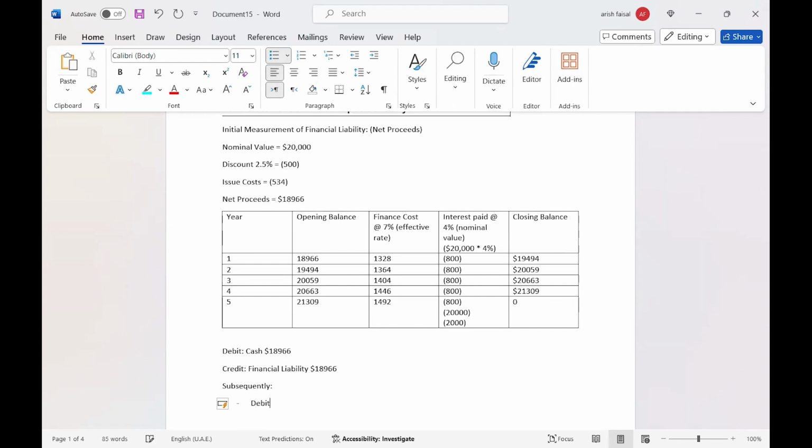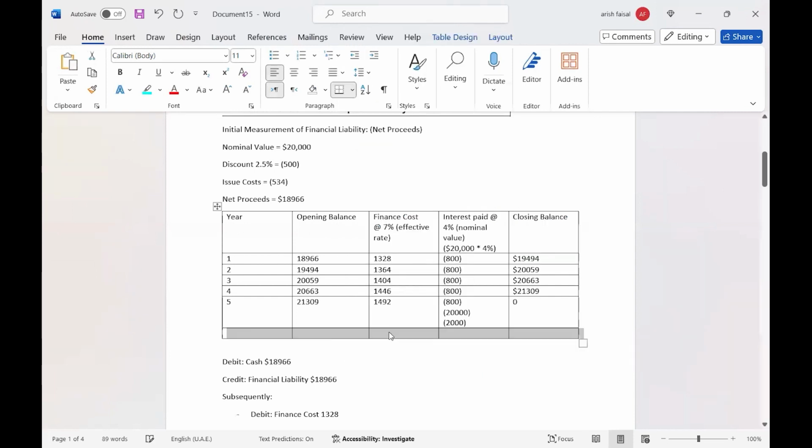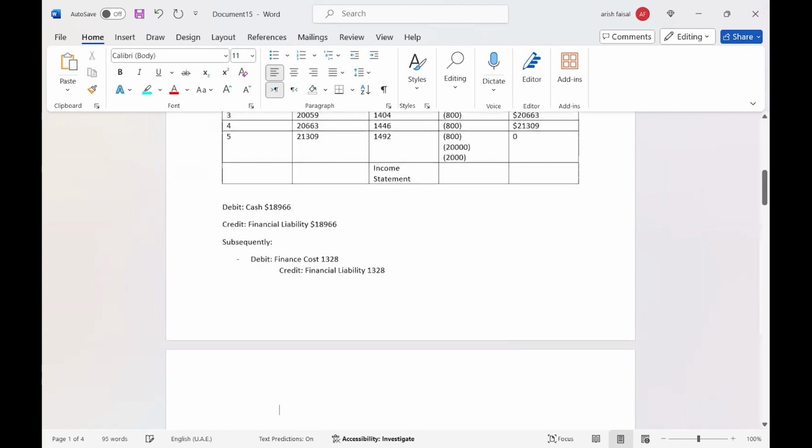So I'm going to say debit the finance cost, because this finance cost of 1328, let's suppose in the first year, will be a part of your income statement. Okay, so I'm just going to add it up over here. This is going to be a part of the income statement. Okay, and finance cost debit by 1328, and it will be a credit of financial liability. Your liability is increasing because of the accrued cost, which is 1328.